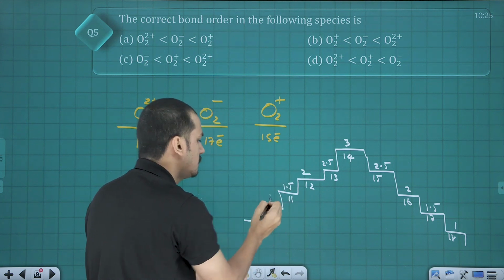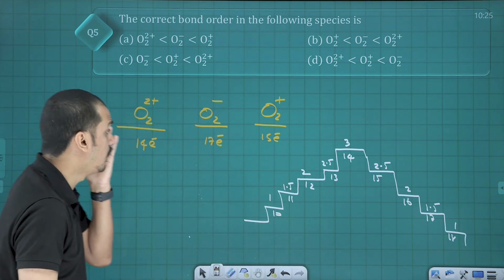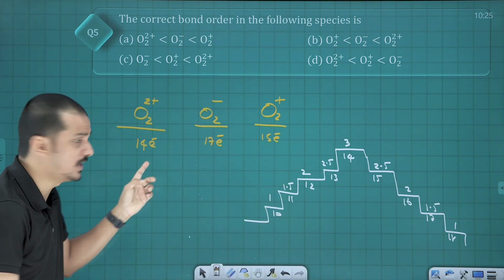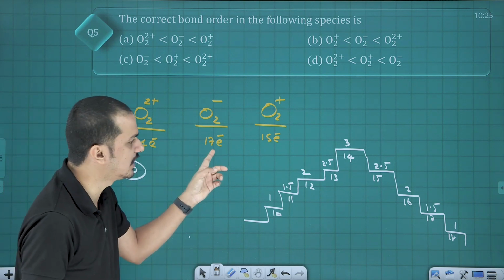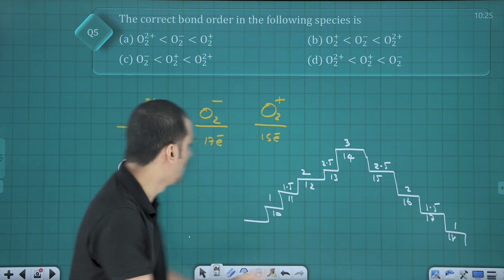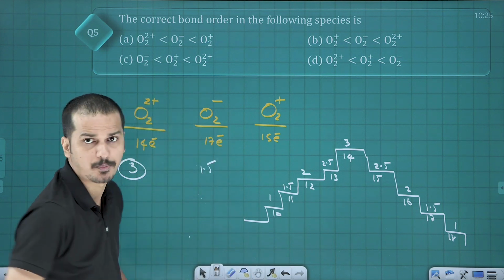1.5. 10 electrons means what? Bond order 1. So now, 14 electrons means bond order is how much? 3. Bond order is 3. O2 2 minus means 17 electrons. 17 electrons means how much is it coming? 1.5. Bond order is 1.5.